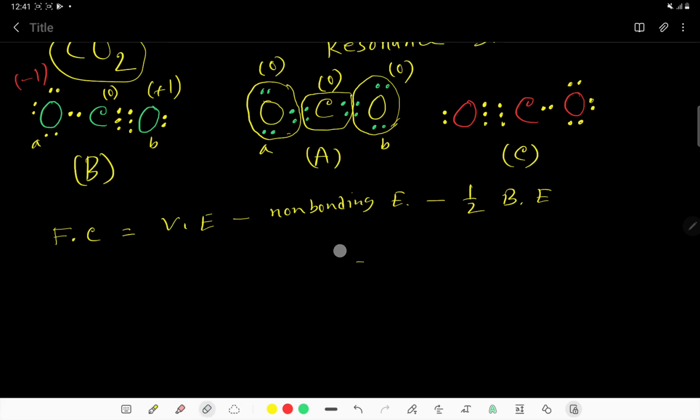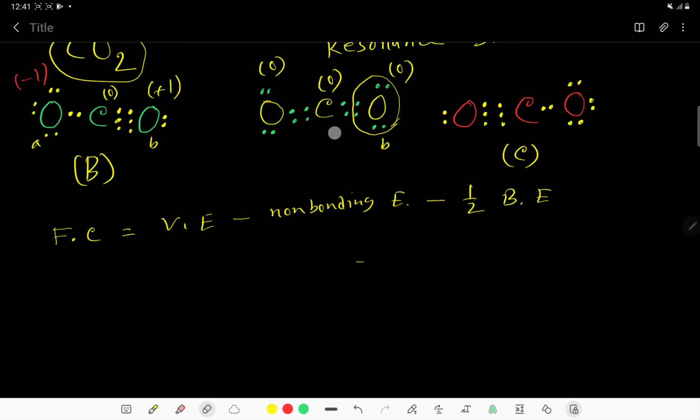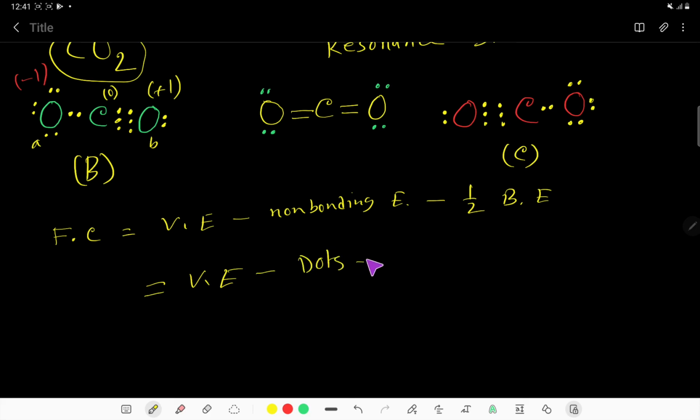Now let us apply another method to find out the formal charge from this resonance structure. So you know that you can express a bond pair by a dash. Here I have 2 bond pairs, so I will place 2 dashes, 2 bonds, 2 bond pairs. Here I'll express 2 dashes, right? So we'll find out the formal charge of each atom. So formal charge equals valence electrons minus dots minus lines.